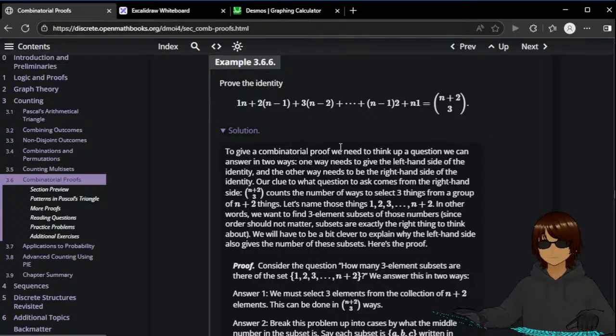To give a combinatorial proof, we need to think up a question we can answer in two ways. One way needs to give the left hand side of the identity, the other way needs to give the right hand side. Our clue to what question to ask comes from the right hand side. n+2 choose 3 counts the number of ways to select 3 items from a group of n+2 things. Let's name those things 1, 2, 3, all the way to n+2. In other words, we want to find three element subsets of those numbers. Since order should not matter, subsets are exactly the right thing to think about.